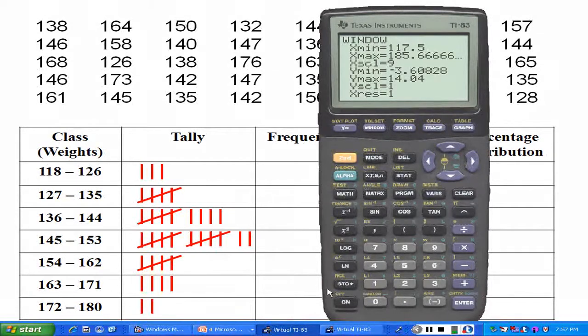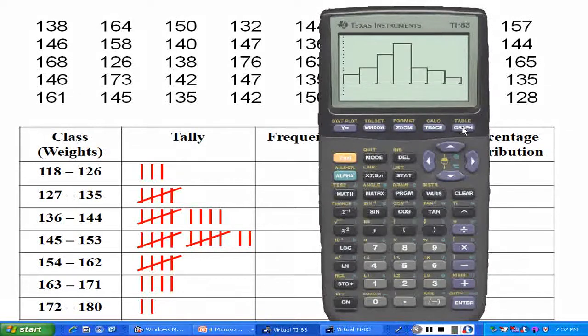180. You want to make it a little bit ahead of 180. So let's make it what? 180.5. Okay? Now the rest we can leave alone. Now we're going to graph it. Now don't press zoom again, because it'll reset to what you had before. Just press graph at this point.